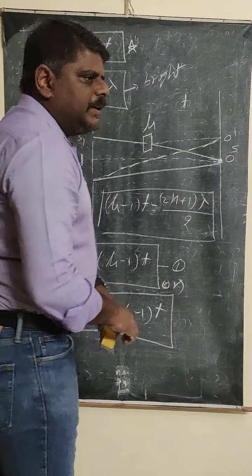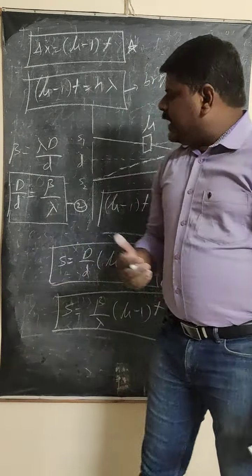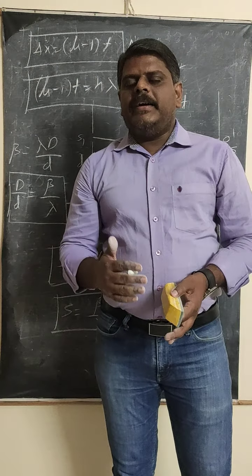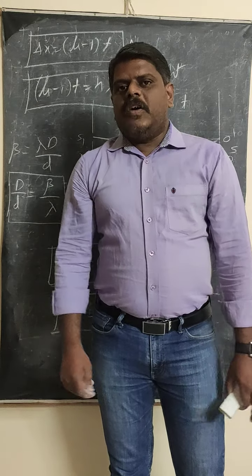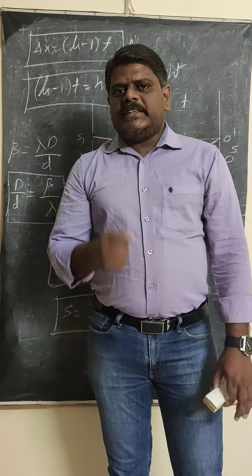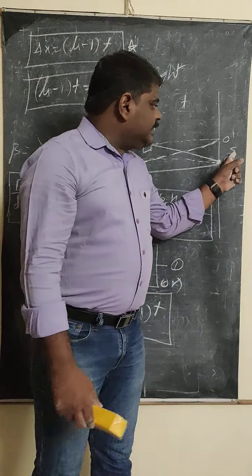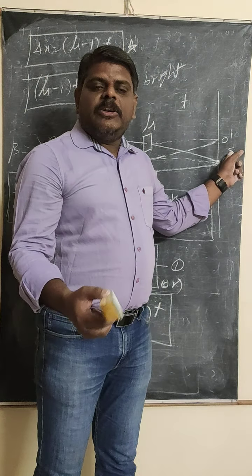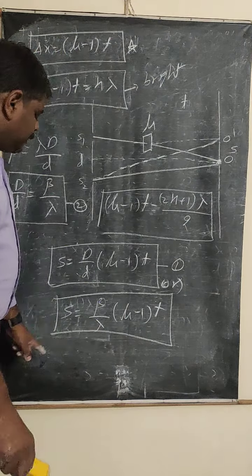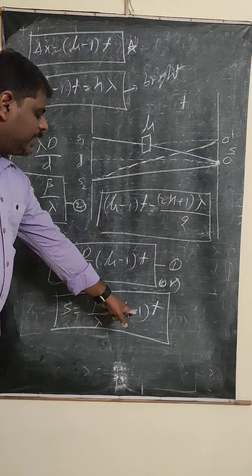Sometimes in the problems, the question will directly tell you that due to the introduction of a glass plate, the central fringe is shifted by two fringes. If the central fringe is shifted by two fringes, what does that mean? S is given as two fringes, so you can write S is equal to 2 beta. That means in place of S you write 2 beta, which is equal to beta by lambda into (mu minus 1) into t.